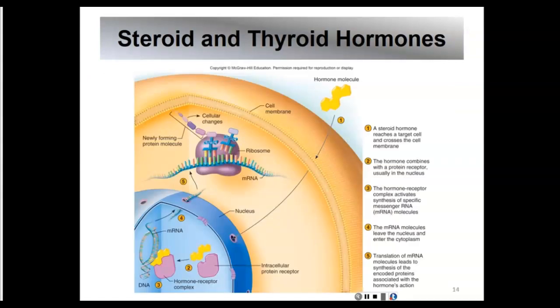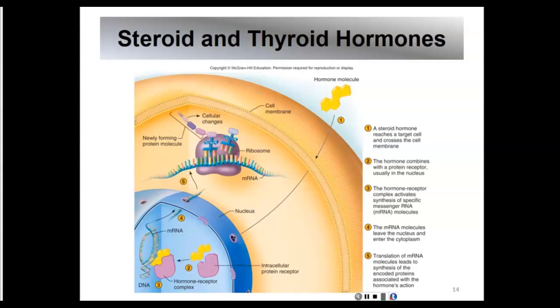So the next couple pictures showing how hormones enter a cell is what you're tested on. In this chapter, we will not test you on the organs and the hormones that it produces. We want you to know more about how the hormones function. So here is showing us a steroid and thyroid hormone.